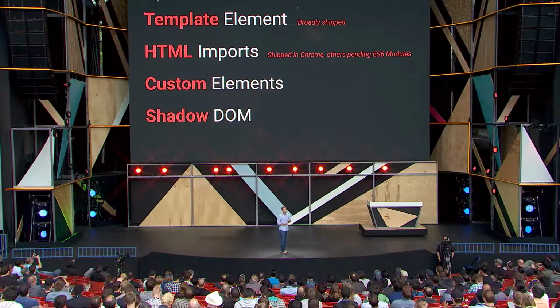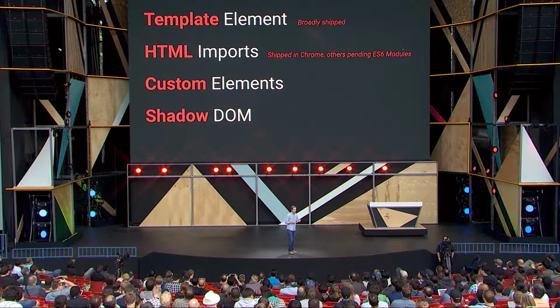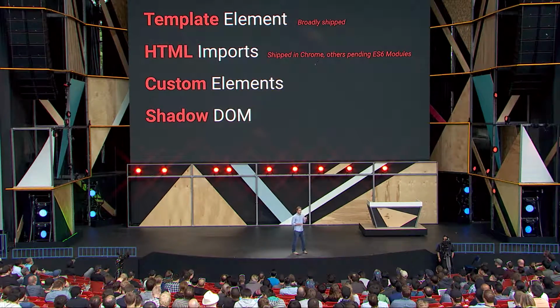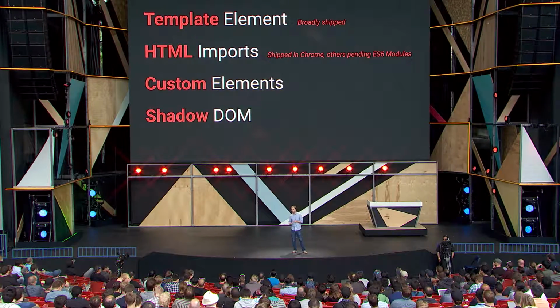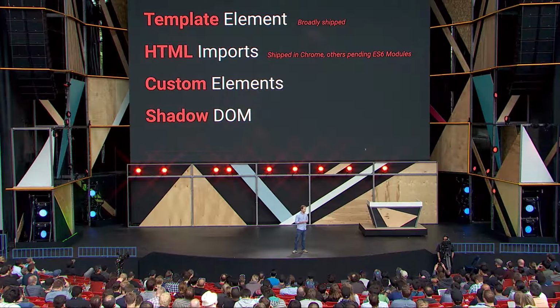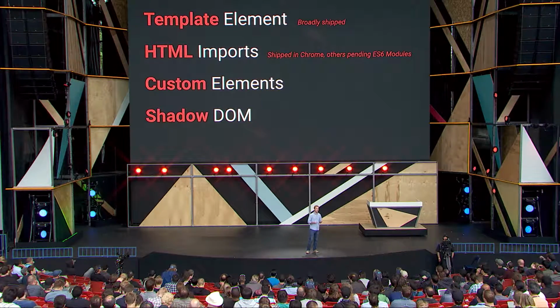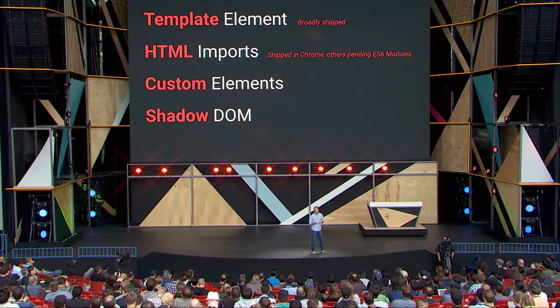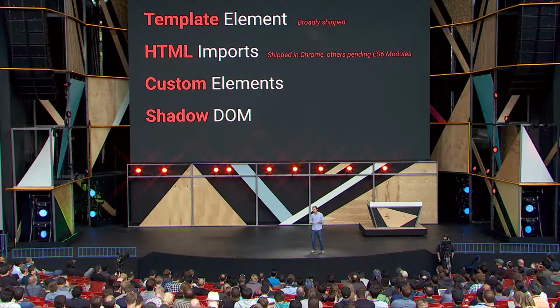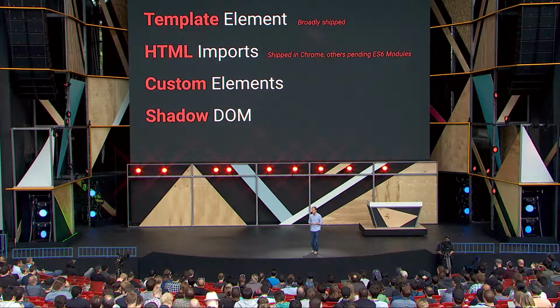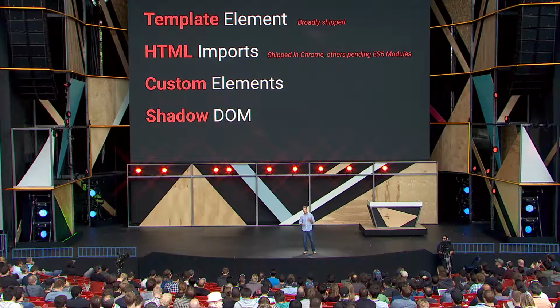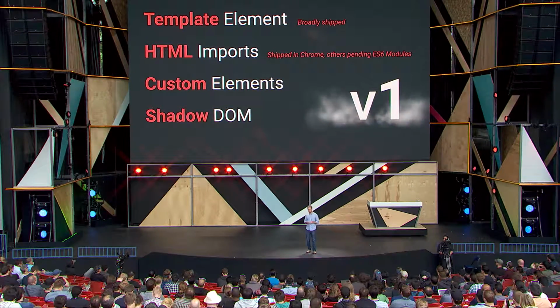So web components is really an umbrella term for these 4 lower-level primitives: template, HTML imports, custom elements, and shadow DOM. Template elements are broadly shipped cross-browser. HTML imports are shipped in Chrome, and others are pending ES6 module shipping. But custom elements and shadow DOM, these are really the 2 most powerful primitives to let you extend HTML, let you create your own web components. And again, thanks to broad cross-browser collaboration from all the major browser vendors, custom elements and shadow DOM specs just hit a major milestone with V1.